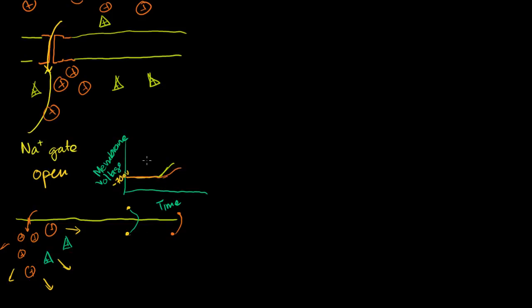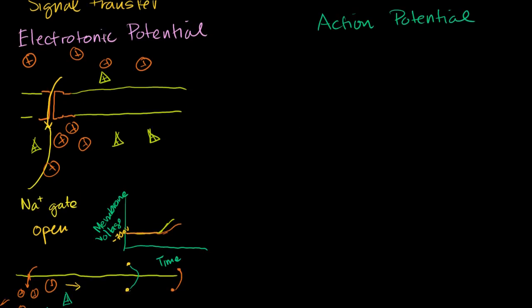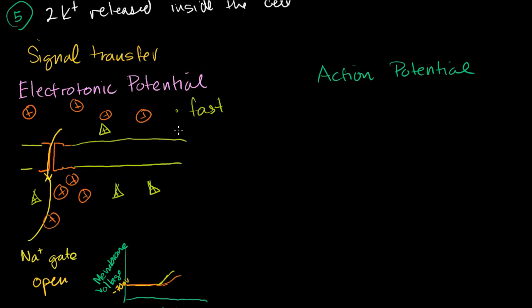So in an electrotonic potential, what happens is at one point in the cell, a gate opens, charge starts flooding in, and it starts affecting the potential at other parts of the cell. The positive of it is it's very fast. As soon as this happens, further down inside the cell, it starts becoming more and more positive. But the further you go, the effect gets dissipated. The effect dissipates with distance.